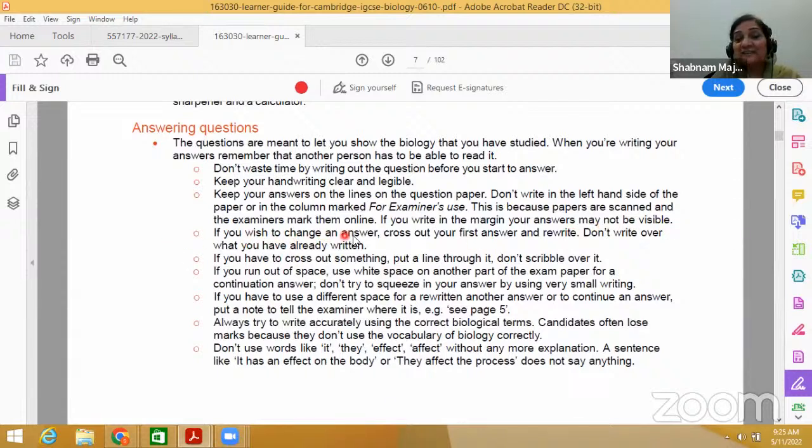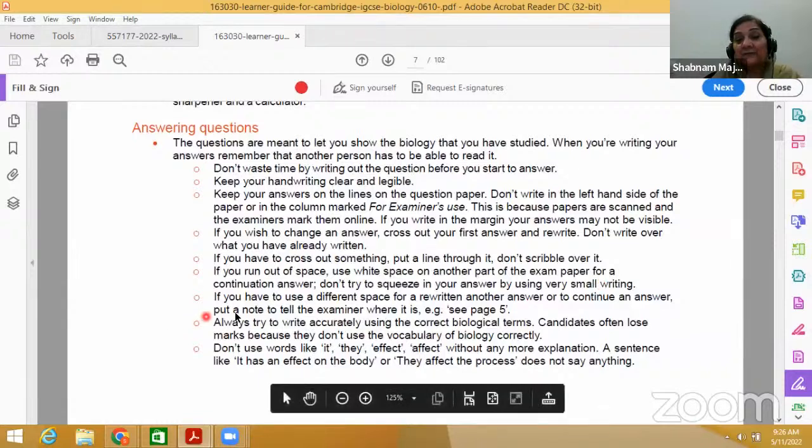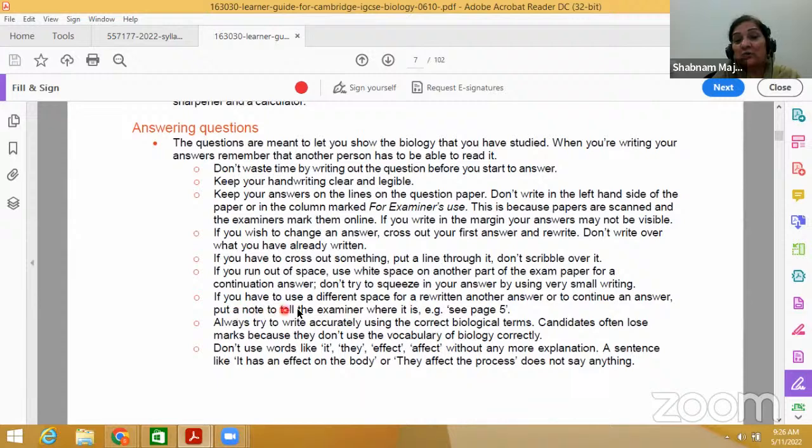If you wish to change an answer, cross out your first answer and rewrite. Don't write over what you have already written. That's important. Then, if you have to cross out something, put a line through it. Don't scribble over it. If you run out of space, use white space on another part of the exam paper for a continuation of the answer. Don't try to squeeze in your answer by using very small writing. If you use a different space to rewrite or continue an answer, put a note to tell the examiner where it is, right?